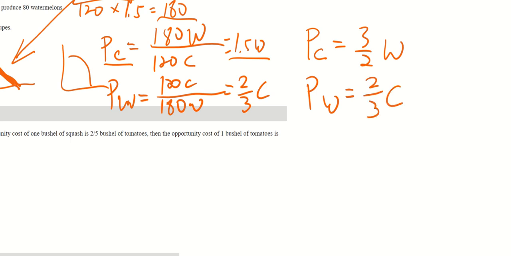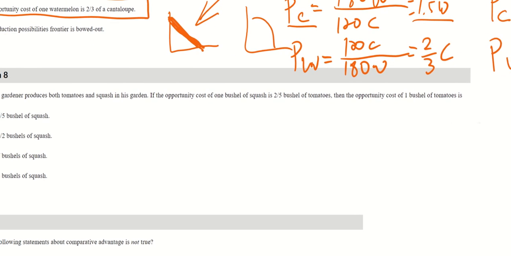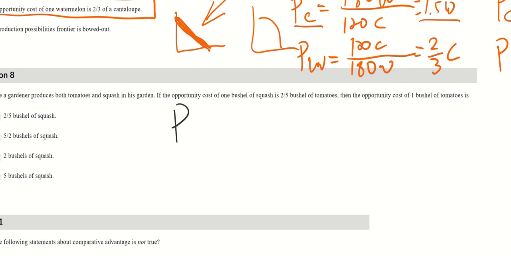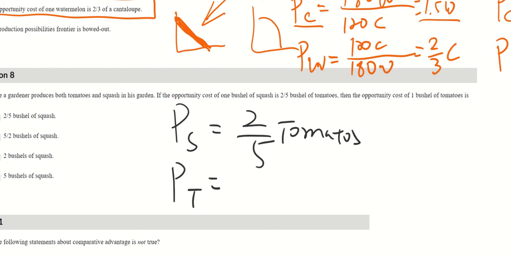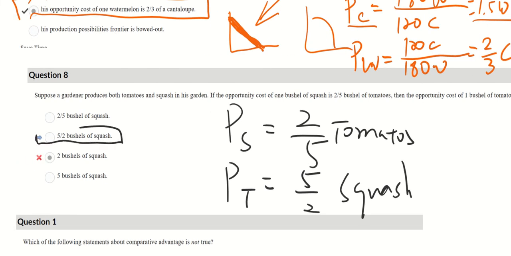Now, do you guys notice anything special between these two numbers over here? Notice that they're the reciprocal of each other, right? You flip it over, and that is the other opportunity cost. So for this question here, we have the opportunity cost of 1 squash equal to 2/5 bushel of tomato. Then the opportunity cost of tomato, let's flip it over, is just 5/2 squash. Right, so they're just the reciprocal of each other. That's why the answer is this one, B. Okay.